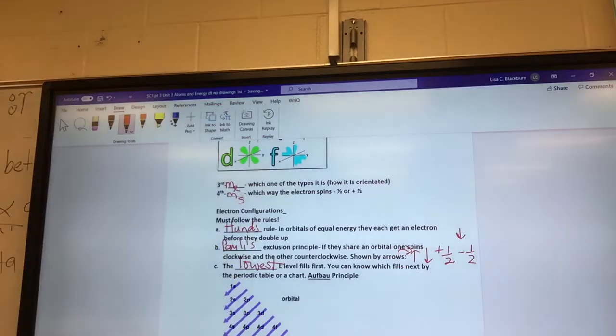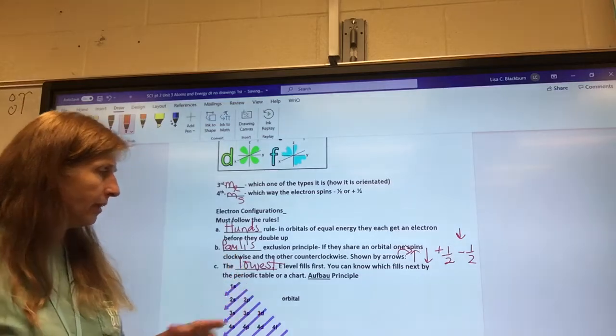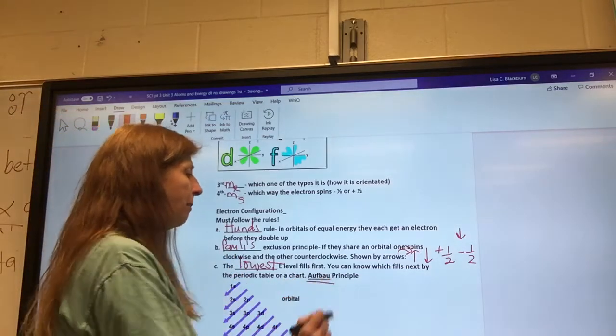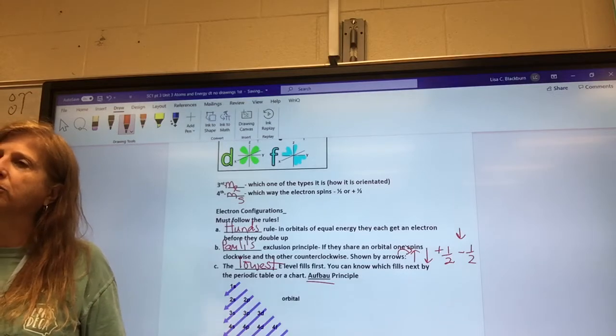Okay, I guess it'd be the same for apartment buildings with stairs. If you didn't have to have stairs, you don't. Okay, and that is called the Aufbau principle, A-U-F-B-A-U. The Aufbau principle. Is that in your notes?